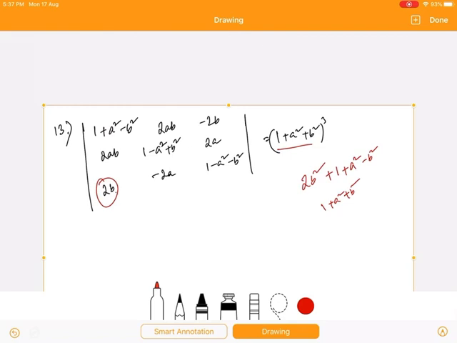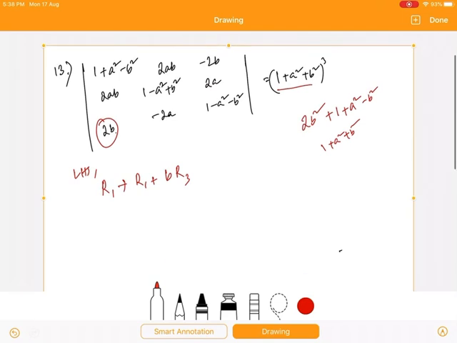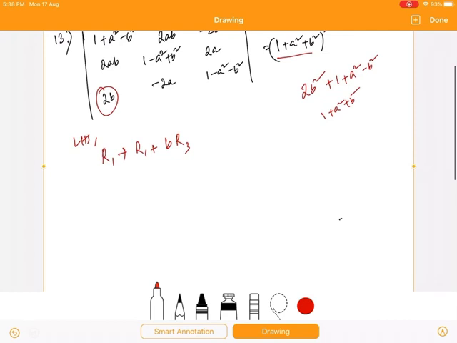We have to manipulate like that. First I'm multiplying b with this one, then I'm adding with this one, right? So my operation will be like this. Listen very carefully. My operation will be R1 implies R1 plus b R3. Yes or no? So that's my operation. I have to get this factor. This is my main criteria. This is the main focus. My main focus should be 1 plus a square plus b square.